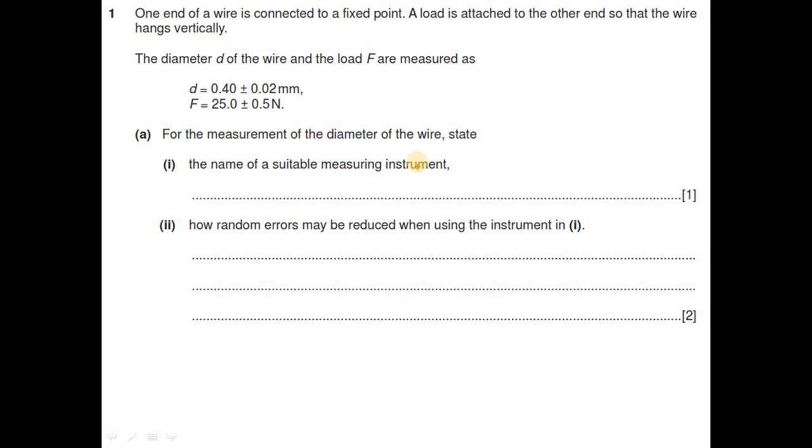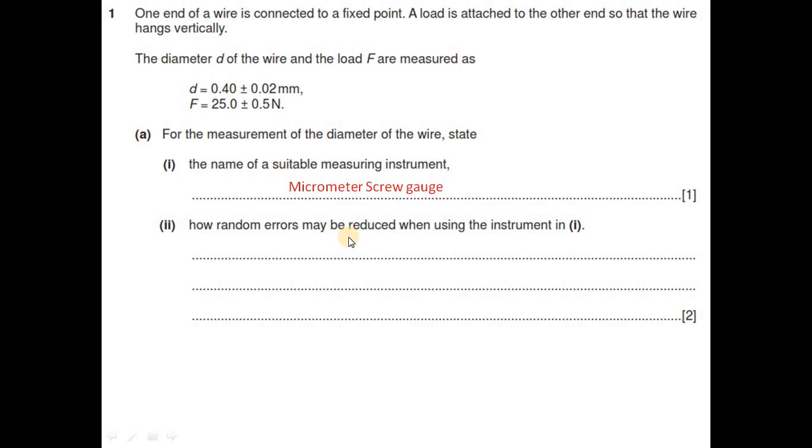A typical question: whenever a question comes regarding measuring of a wire, we always use a micrometer screw gauge. So you can say that we will use micrometer screw gauge.